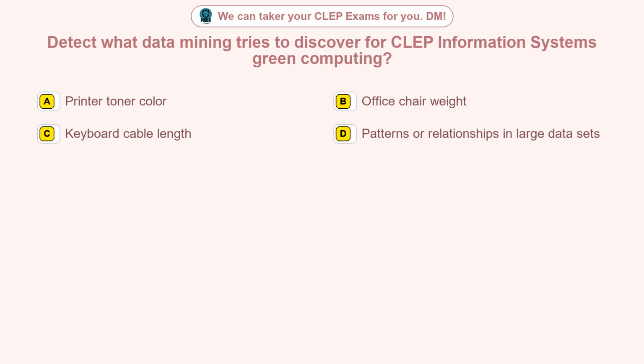Option A. Printer toner color. Option B. Office chair weight. Option C. Keyboard cable length. Option D. Patterns or relationships in large data sets.